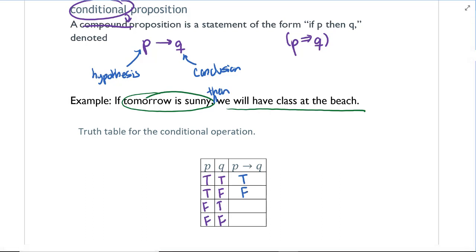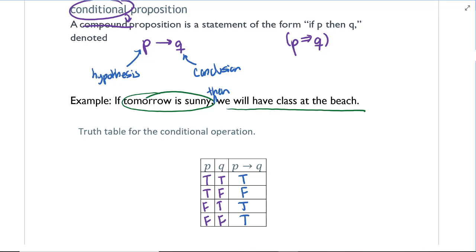Now, here's where things get a little bit tricky. Let's say tomorrow is not sunny and we had class at the beach anyway. Well, I didn't lie to you, right? I didn't say that we'll only have class at the beach if tomorrow is sunny. I just said that if tomorrow is sunny, then we will have class at the beach. If tomorrow isn't sunny, then basically all bets are off. If we have class at the beach, then great. I still did not lie to you, or in other words, I told you the truth. And if tomorrow is not sunny and we don't have class at the beach, then I also wasn't lying to you. In other words, I was telling you the truth.